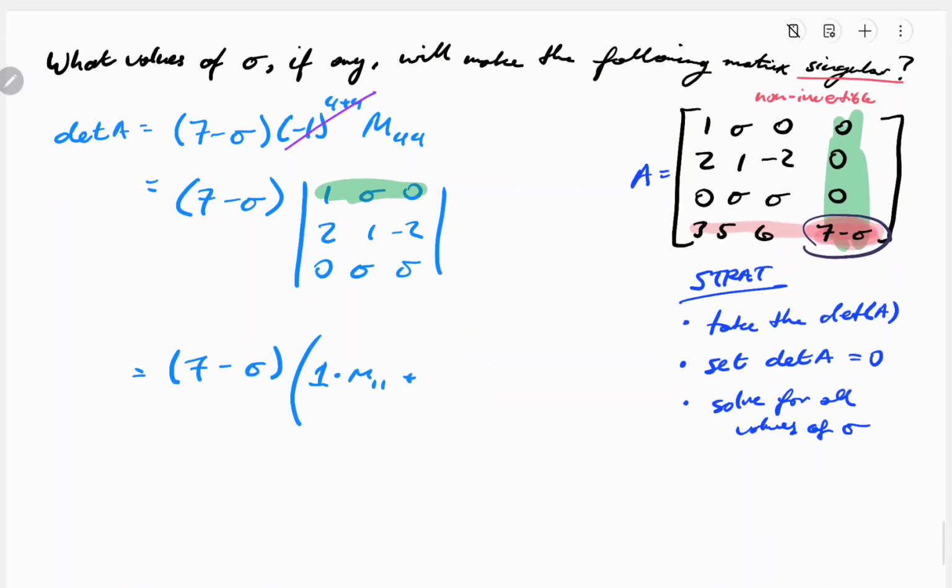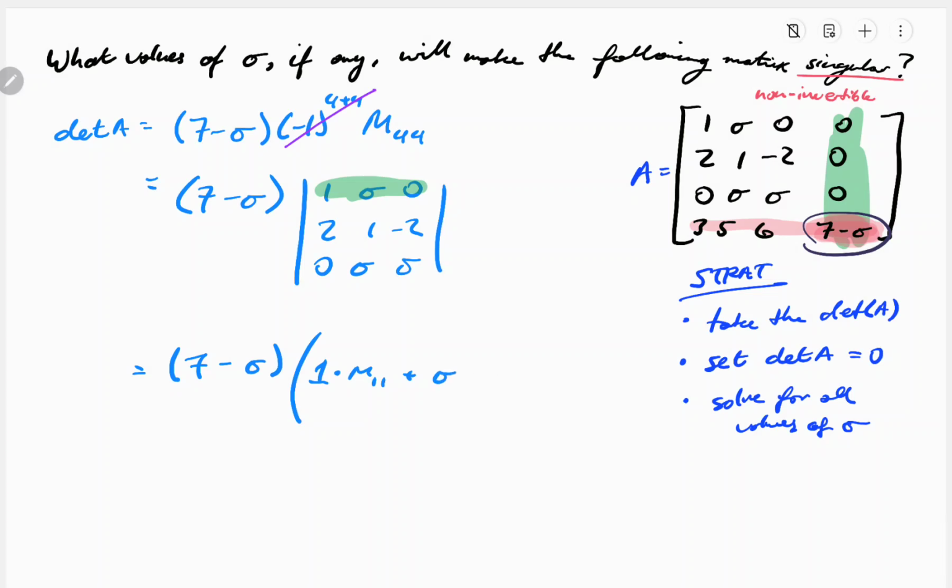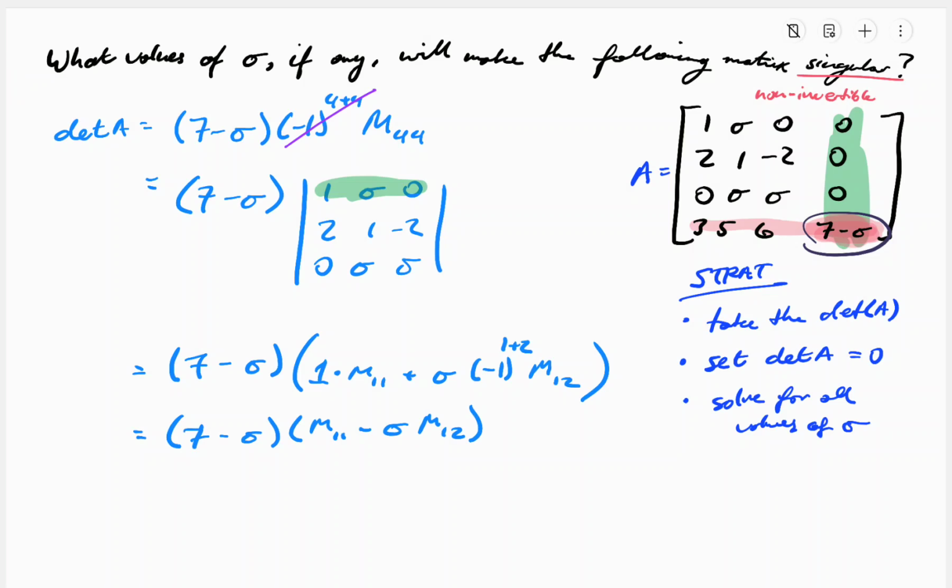And we're going to add the second element times the cofactor at that spot, which will give us -1. So it is in row 1, column 2. And we're going to multiply it by the minor at this spot. So obviously we have 7 minus our variable, minor at 1, 1, minus our variable times minor at 1, 2. So let's have a look at our minors here.